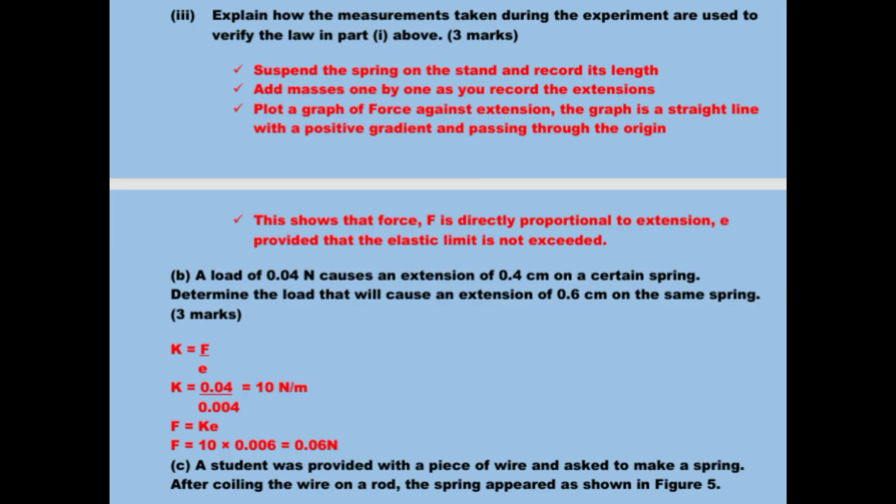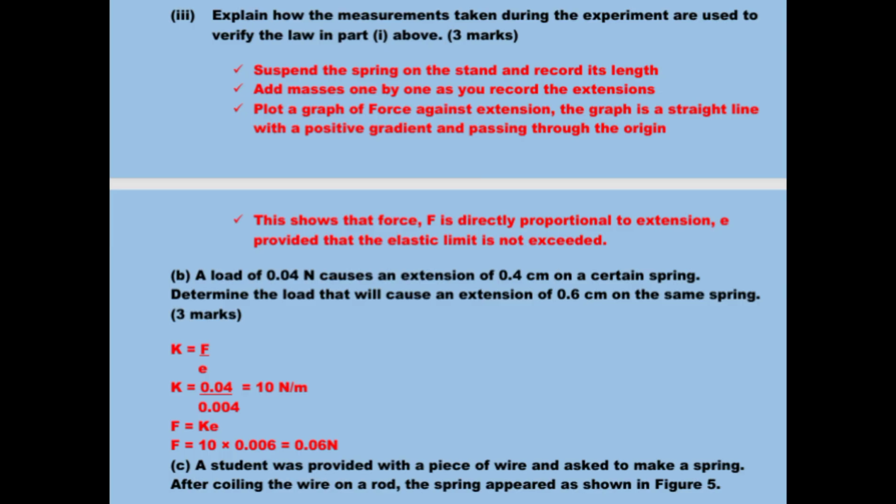So once we have the spring constant, then we know that the force is given by Ke. So we have the force, which we are looking for, and then the constant is 10. The extension for the new one is 0.06 meters, which gives us the force we are looking for, 0.06 Newton.